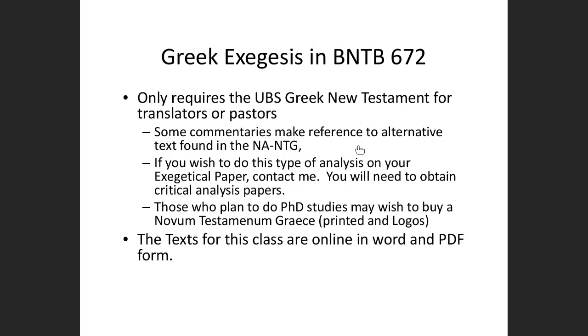So first of all, let me tell you why we're studying this, and then I will see if I can get these appendices loaded. If they don't load shortly, I will show you them in the next presentation. So in Greek Exegesis, in what we're studying in BNTB 672, we're only requiring pretty much the UBS or the NA-28 translation for translators or pastors. Some commentaries make use of alternate things, so I want you to be aware of it.